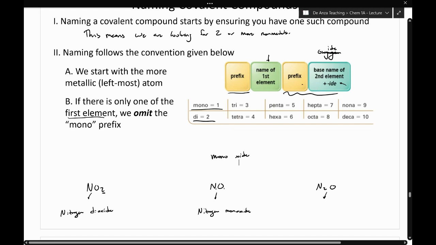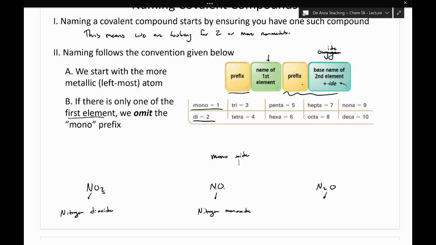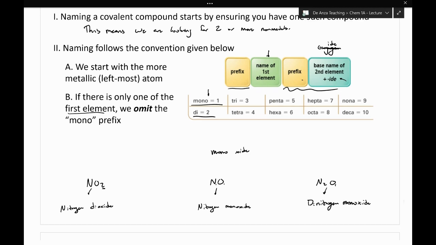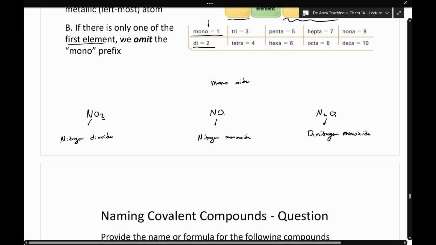And then in the final example, we have N2O. Here, because we have more than one of the first element, we do apply a prefix. So we have two nitrogens, so we'd say di for 2, the name of our first element, nitrogen, and then the prefix for our second element, which is mono for 1 oxygen, oxide for the base name of our second element. So each of these is nitrogen plus oxygen, but you can see that we can have many different forms, and we have to specify that by saying how many of each atom we have.